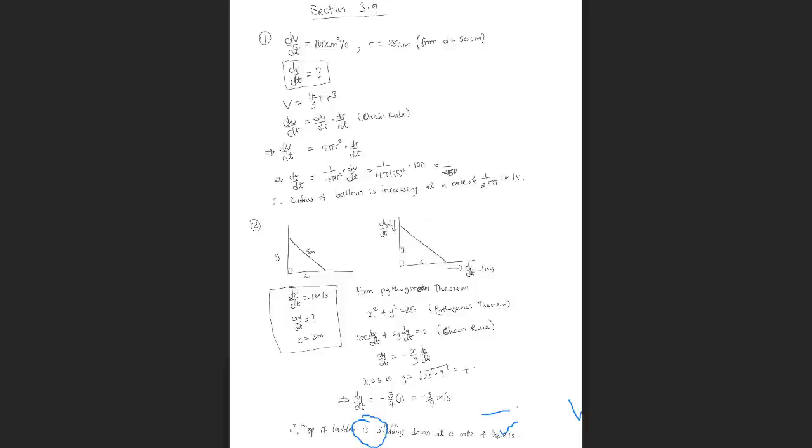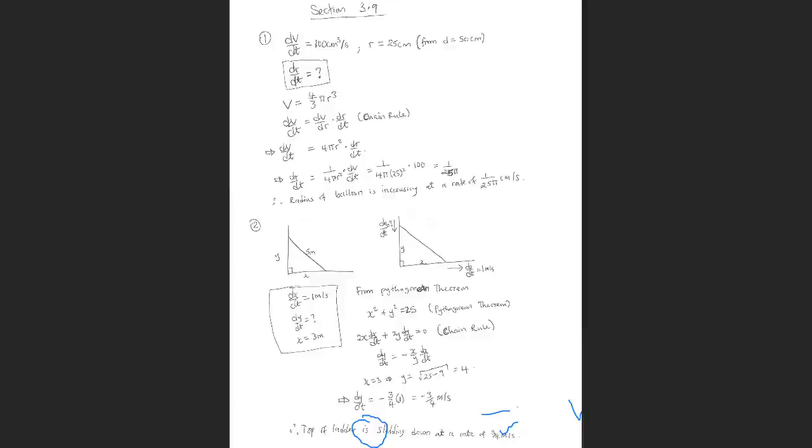Now, as usual, for related rates, it's a must that you apply chain rule. If you solve a related rate problem and you don't see yourself applying chain rule, it means you're not doing related rates. You're wrong. It's as easy as that. There must be chain rule.